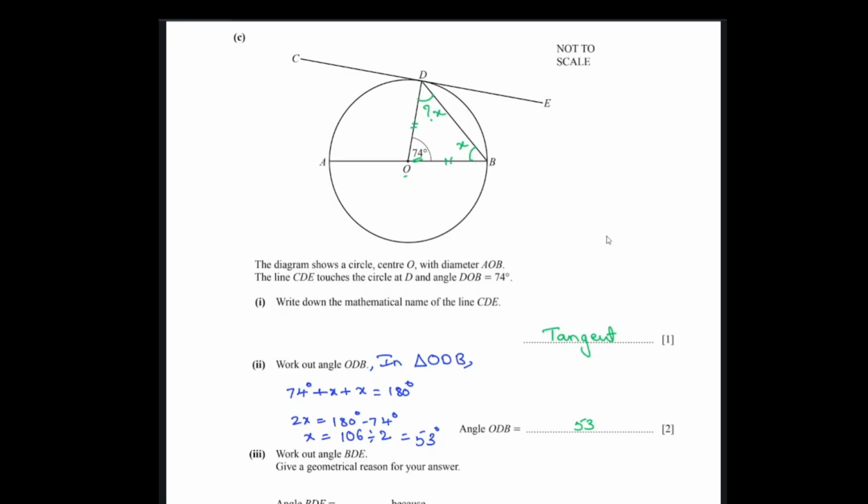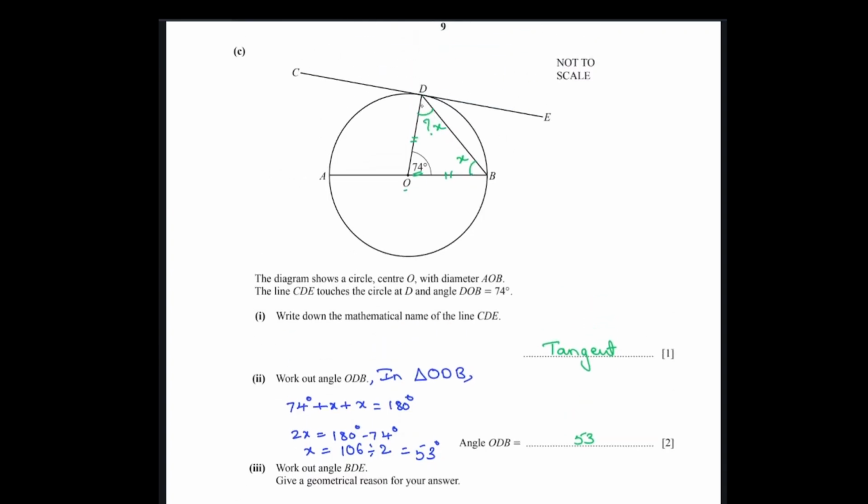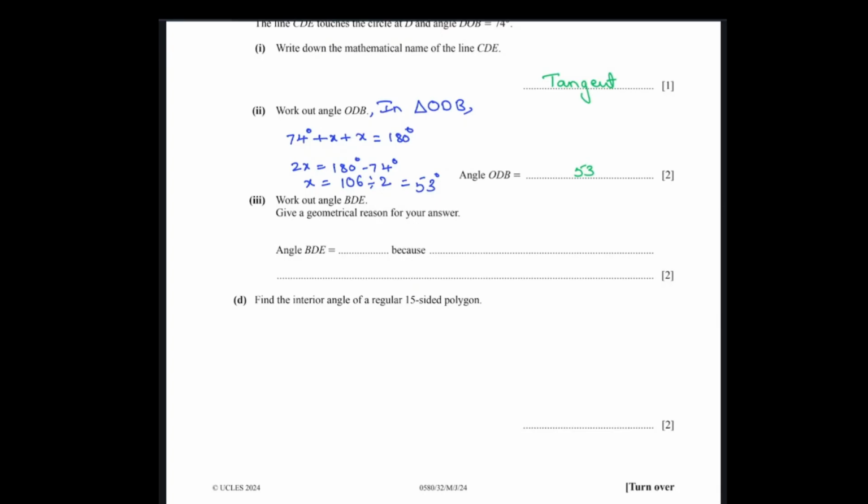This is the answer. Question number 3. Work out angle BDE. Give a geometrical reason for your answer. Now we need to find this angle, BDE. We already got this angle right here. We got this as 53. We know this is 53. We know this is also 53. Now what is this? We need to find out BDE. So now here you have to use the properties of circle theorem. And when you see a tangent drawn, the angle between the tangent and the radius is always 90 degrees. It's perpendicular. The tangent is perpendicular to the radius.